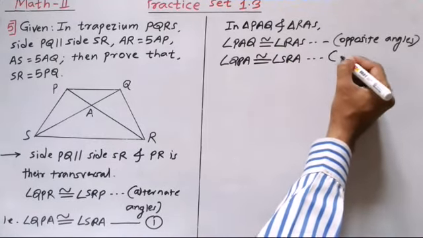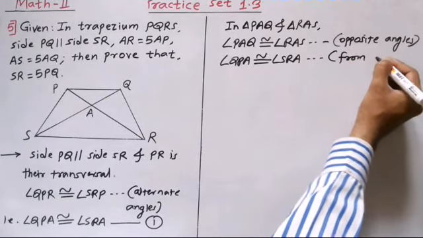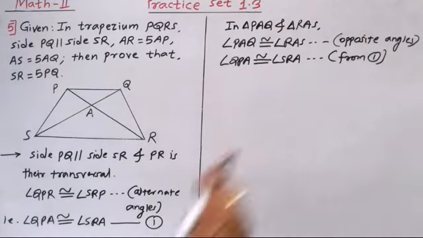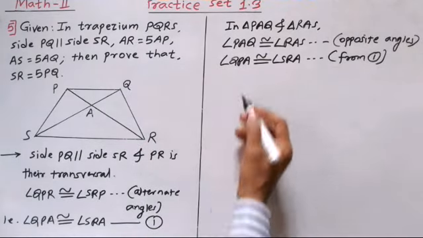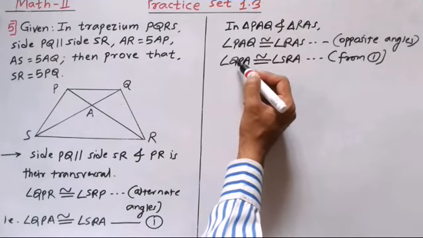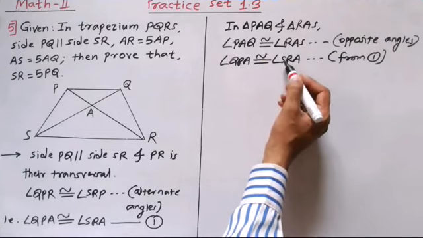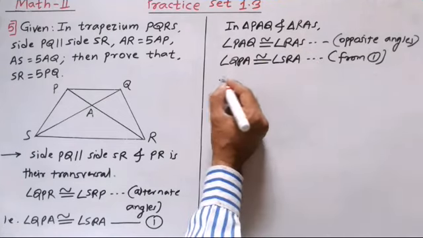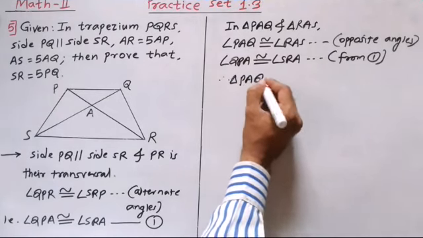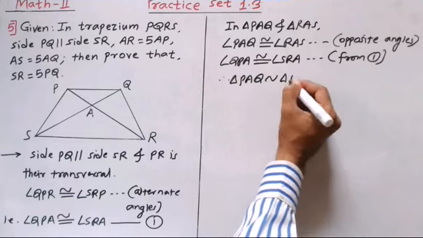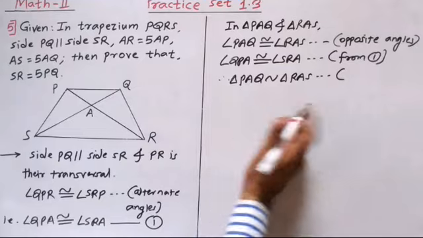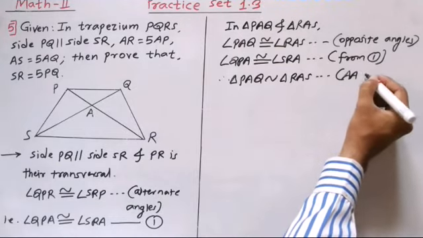And you can give the reason here from 1. We have already shown these two angles are congruent because they are alternate angles. Now when two angles of one triangle are congruent with the corresponding two angles of another triangle, then the two triangles are similar. So we can write here triangle PAQ is similar to triangle RAS. And the reason for the similarity of these two triangles is the double A test.